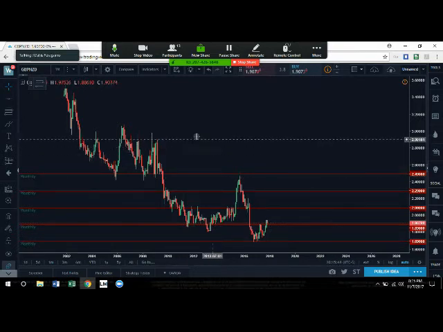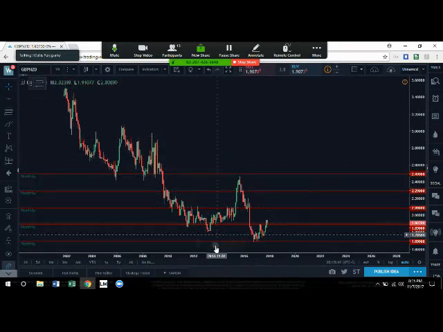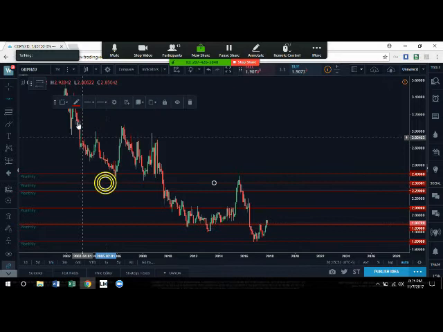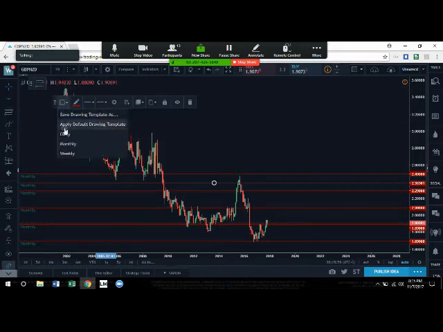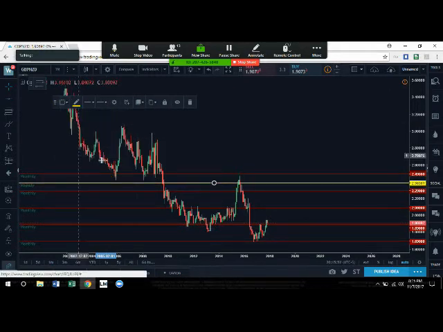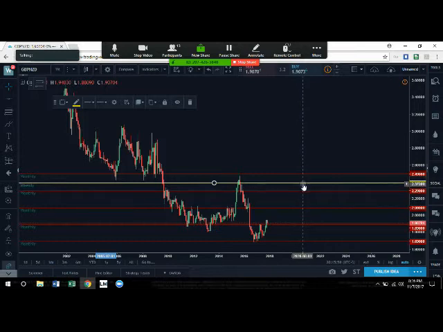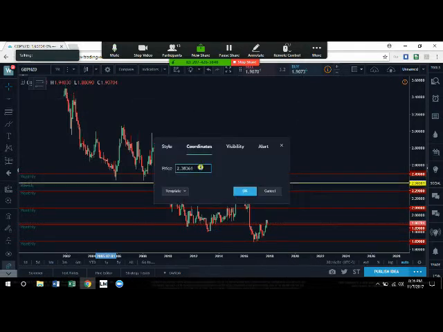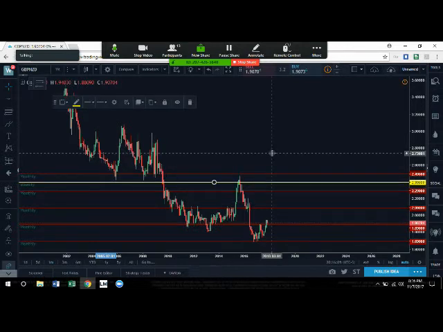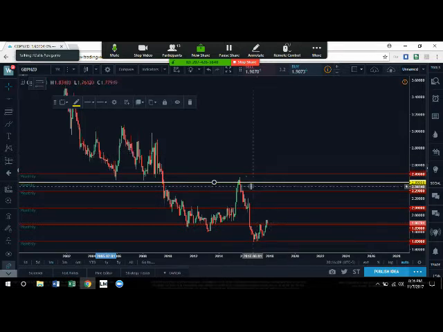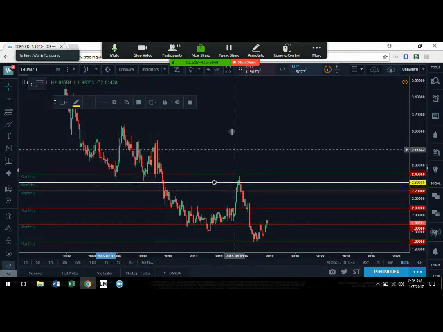Now what you're going to do is cut these zones in half. I'm just going to put this at 2.39. So you're basically cutting it in half, 50-50. And again, you want to look for price to test that zone or that line. And you're going to do that for every zone.